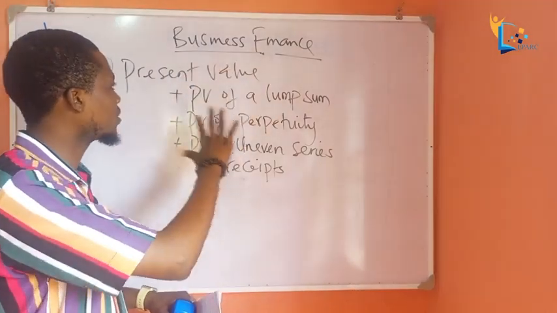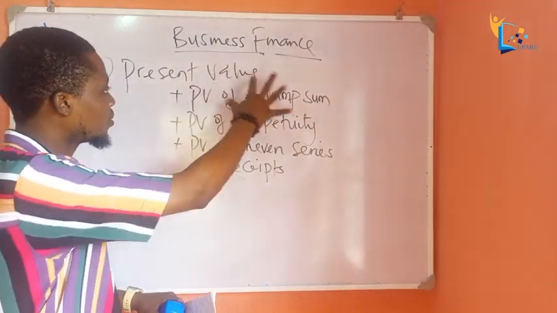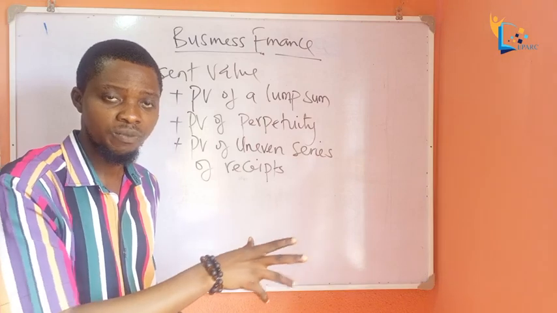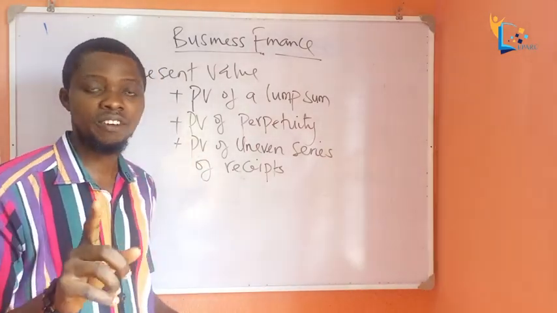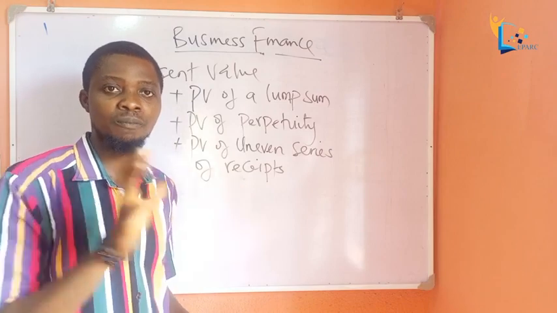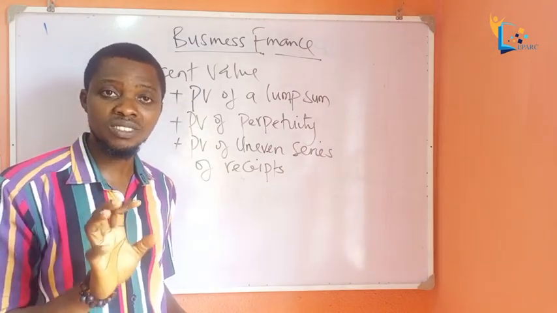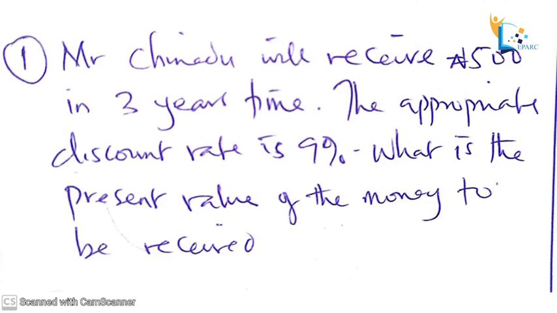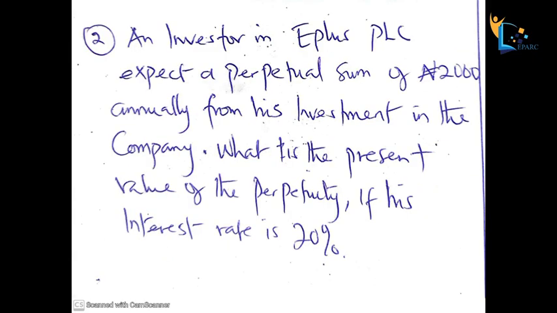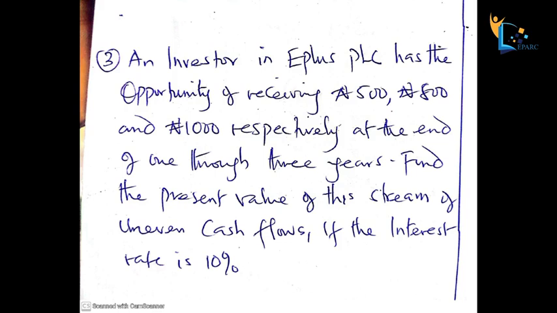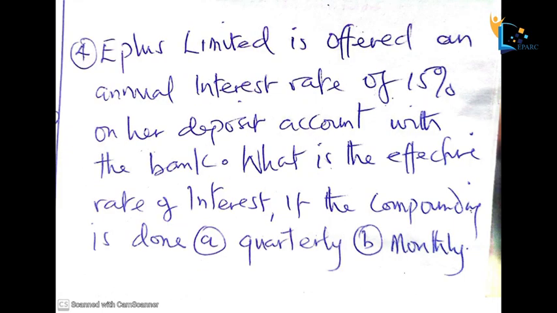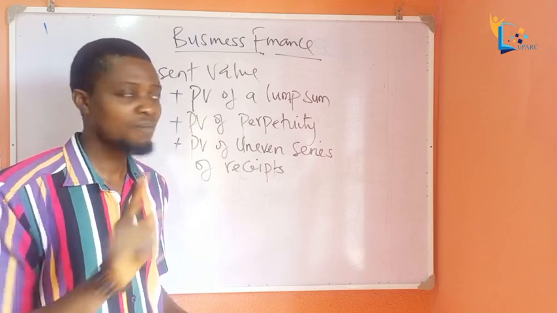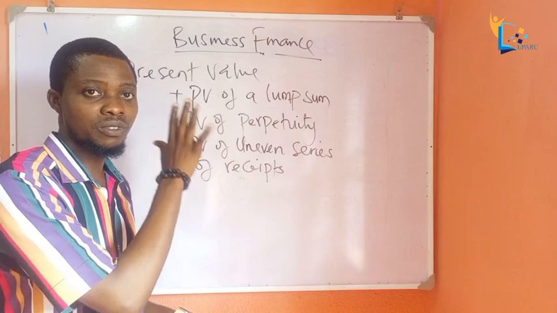Today we'll be looking at business finance, we'll be looking at present value. Under present value, we'll be looking at all these concepts. Then after this, we'll look at effective rate of return, okay? Effective interest rate, sorry, EIR. Now, before we explain these terms, I've drafted like 4 questions that will help us understand how this concept works, okay? We're going to solve them one after the other. But before then, let's look at what this concept is all about.